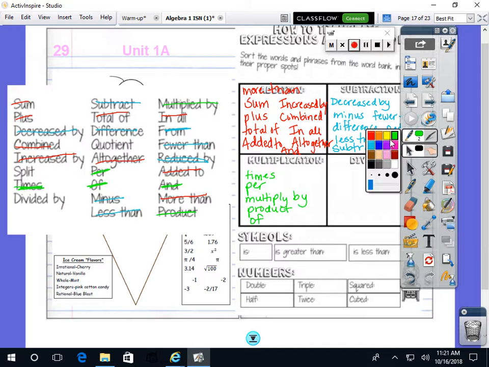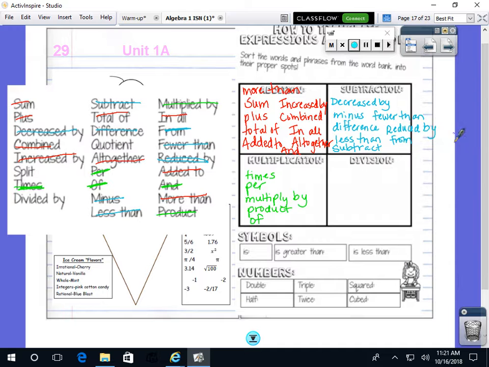Okay, now for division. What are some words that mean division? Divided by, split, quotient, per. Even though it was used for multiplication, per can also sometimes be used for division, like meters per second squared. Okay, that would be division.